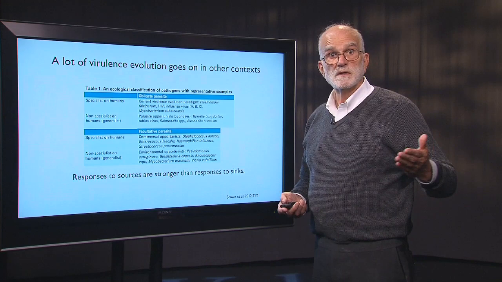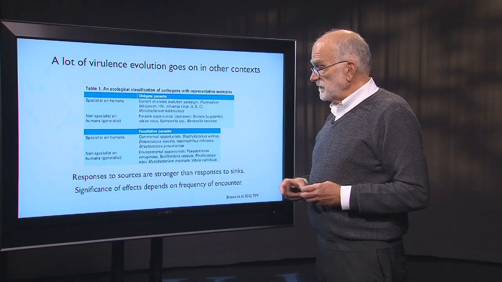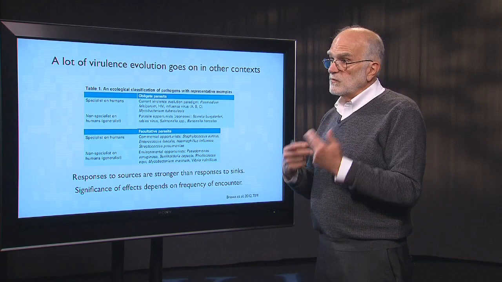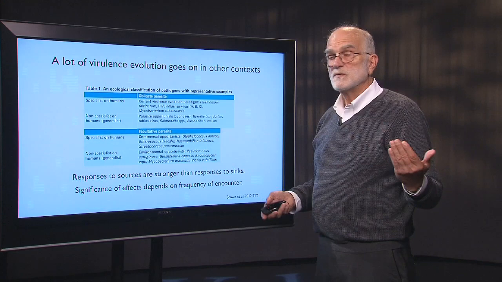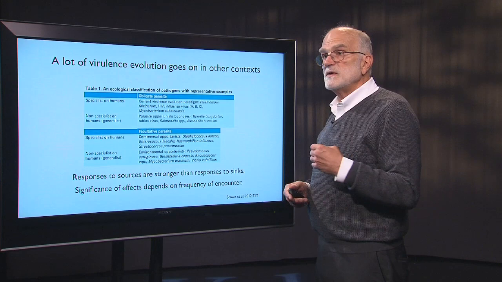And the significance of effects depends on the frequency of encounter. So it's quite natural to think that the more times something happens, the bigger the response to it will be. And if most of the experiences that pathogens are having, their frequency of interaction, is with some other species and not with humans, then their virulence evolution in humans is going to be trivial and it will be mostly a byproduct of stuff happening elsewhere.